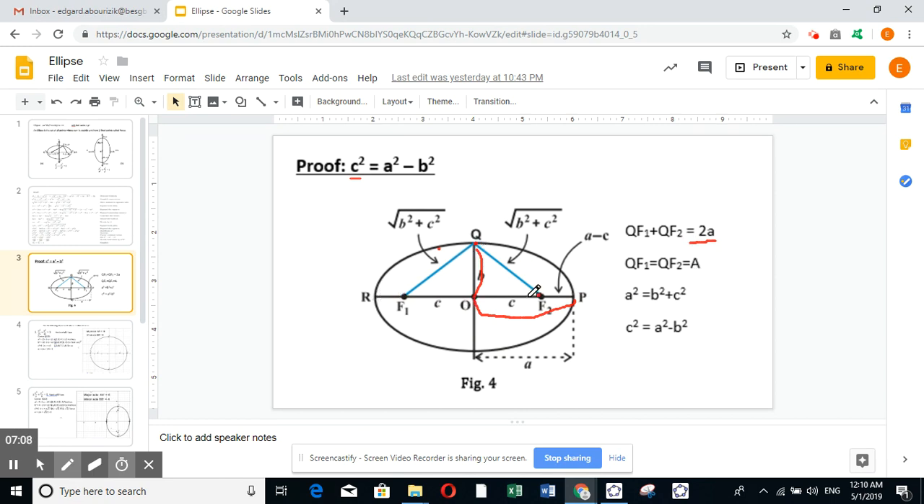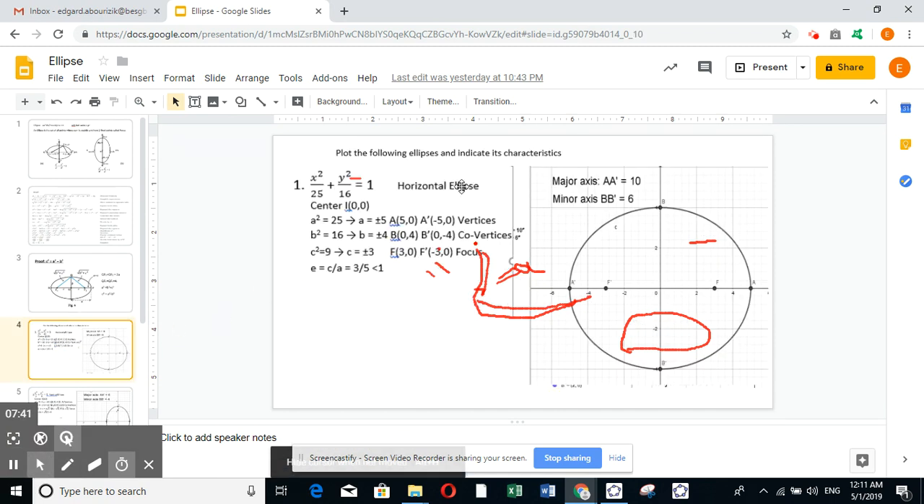Because this triangle is isosceles, and this is a perpendicular bisector, so these two are equal. Since they are equal, this is a small a, and we know that this is c and this is b. We can apply the Pythagorean theorem. We say b square plus c square equals a square. So always the component of the coordinates of the focus c square is equal to a square minus b square, vertex square minus co-vertex square.